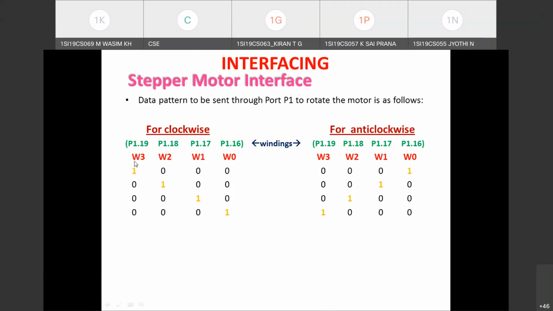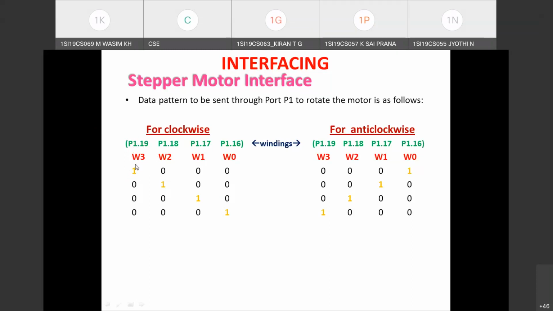Just observe the pattern here. Initially, for clockwise rotation, we are supplying the voltage to P1.19. So for the first winding, W3, we are supplying the voltage. That means through this port pin we are sending out a value 1. You know that the winding is connected to the transistor, and the base of the transistor is connected to this port pin. So for that, we are sending out a value 1, so that the motor will rotate.